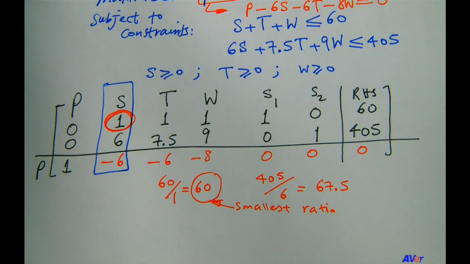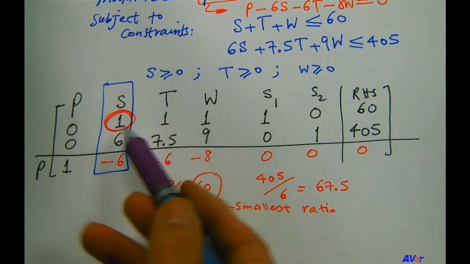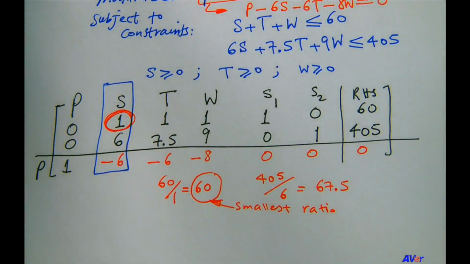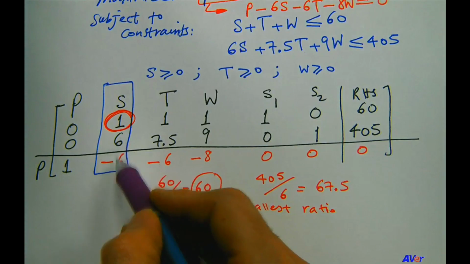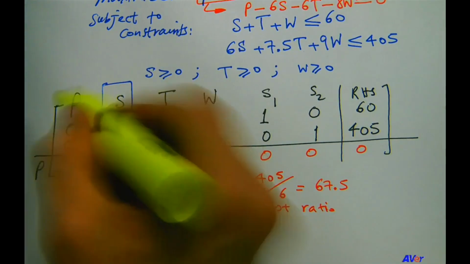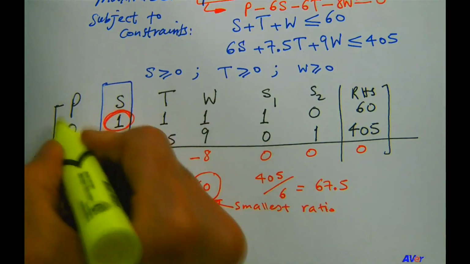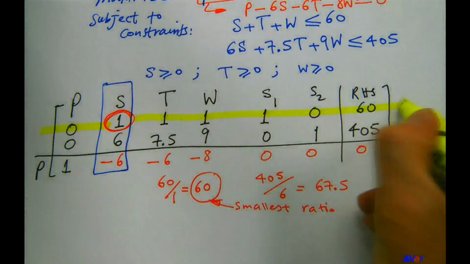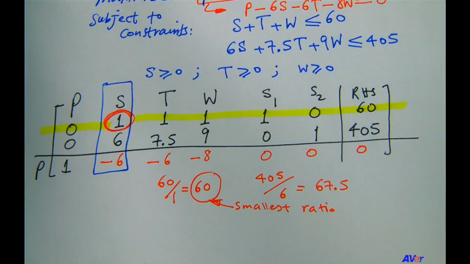And we don't have to do anything to it because it's already 1. So what are the row operations for converting this 6 and negative 6 to 0? The first row in this case is our pivot row.